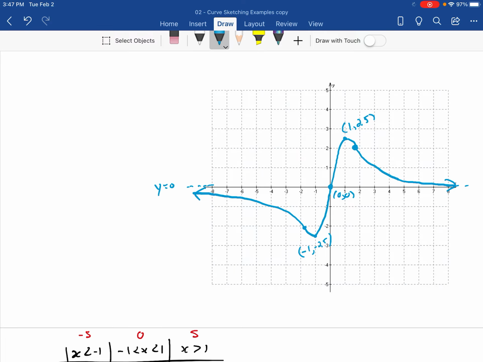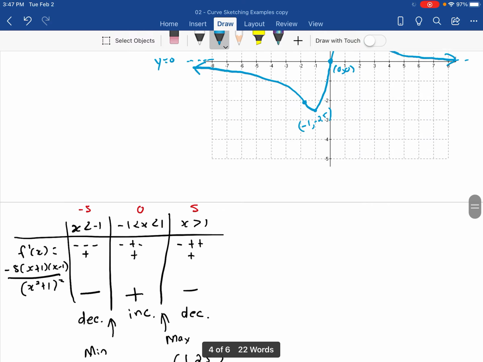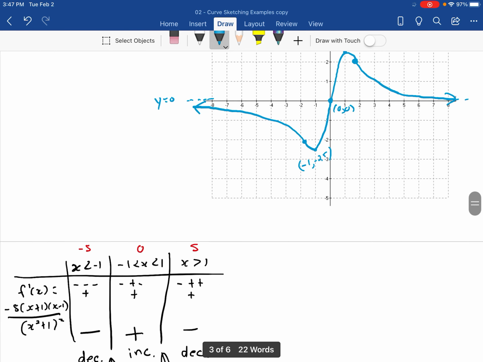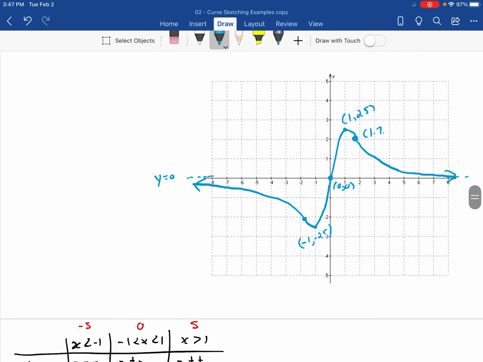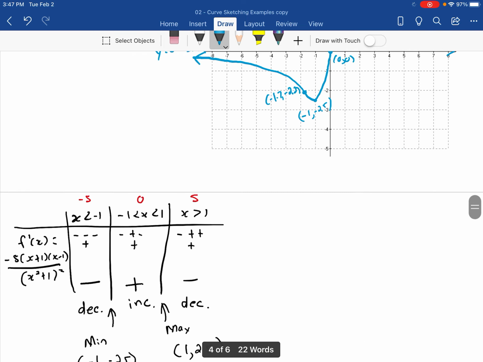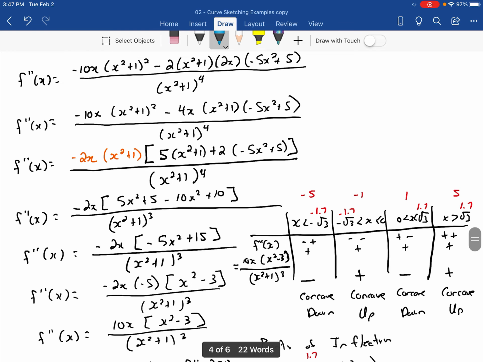And I've forgotten these. Let me just make them a little bigger, with those exact values. 1.7, 2.2. And in this particular situation, those points were very symmetrical. So this was -1.7, -2.2 in there. So I get those all in there. I labeled that. Yeah, okay, that's good. All right, so that's a full graphing example.